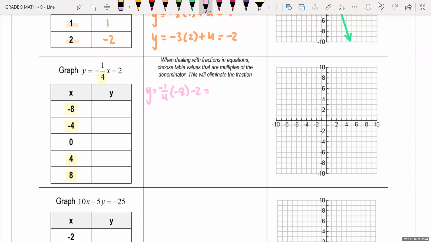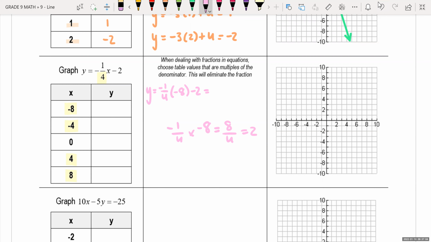Now we've got to think about this. Negative 1 over 4 times negative 8. That's like saying negative 1 times negative 8 is 8 over 4. And that just gives me a whole number of 2. So go to the side, try it out and see if it makes sense.